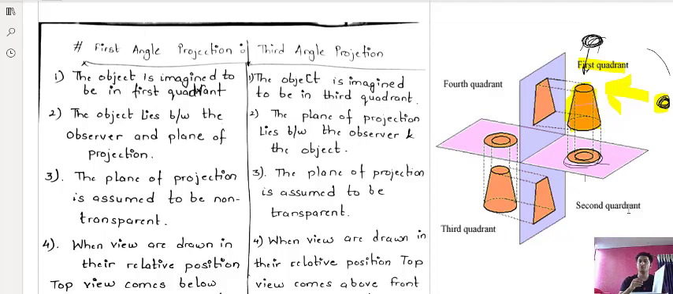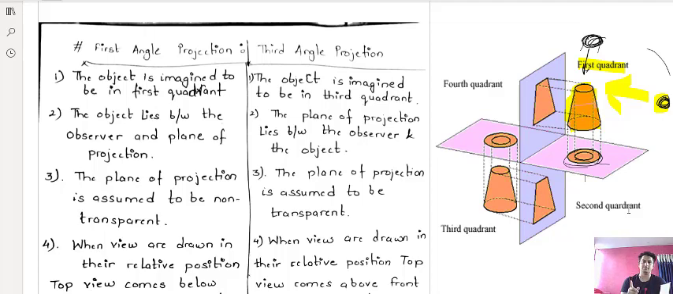Now you want to draw from the left hand side you are looking. So this is the left hand side. Now from the left hand side you want to see the object. So for drawing the left hand side, the drawing sheet has to be kept here. So the left view will be drawn on the right hand side, and the right hand side view will be drawn on the left. So it is opposite in case of first angle projection.